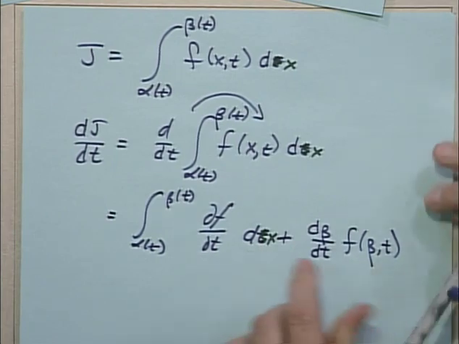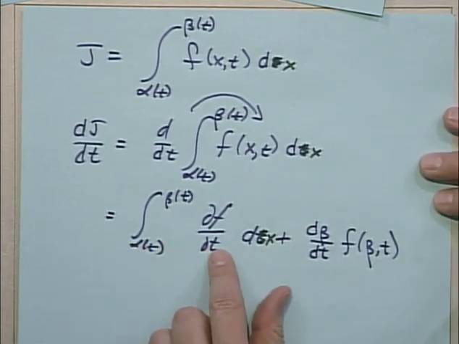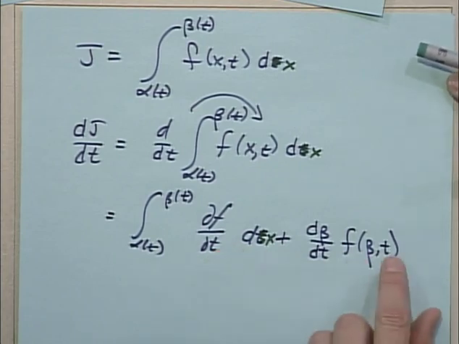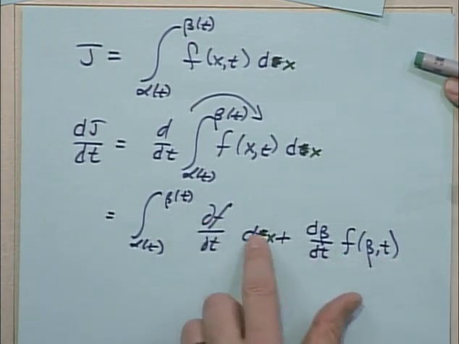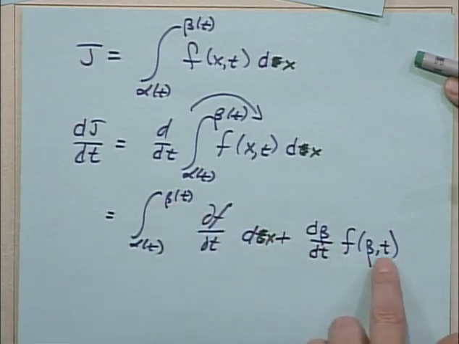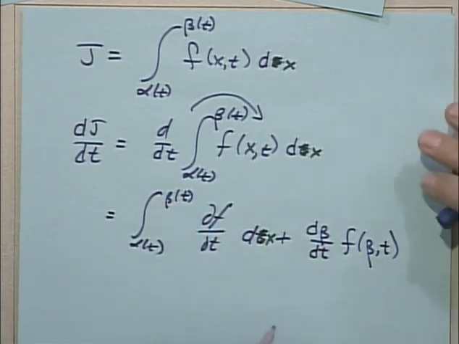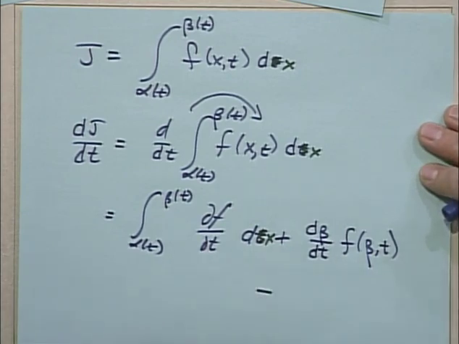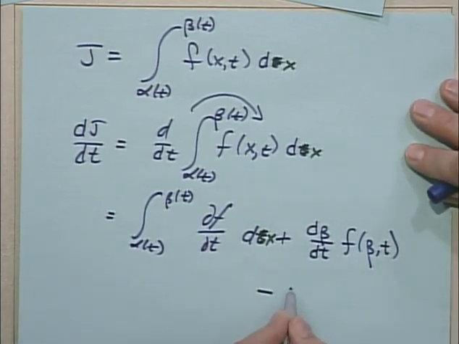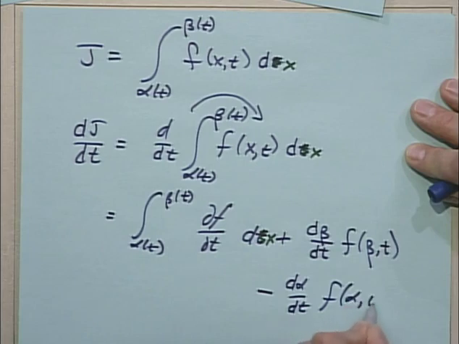Okay, we're integrating over x and differentiating with respect to t. And so we evaluate the function at the upper limit. X is equal to the upper limit, so f of beta t. And then minus, just like we always do when we evaluate one upper limit, then minus the lower limit, now times the derivative of the upper limit times the lower limit, f of alpha t.